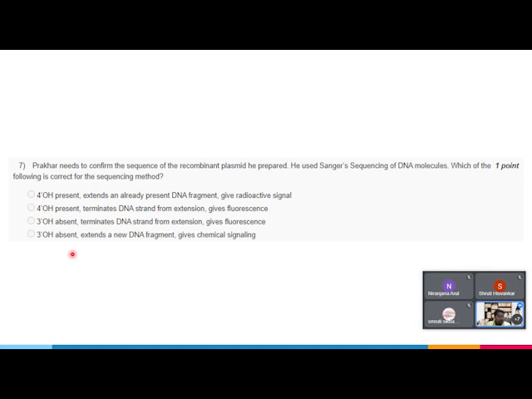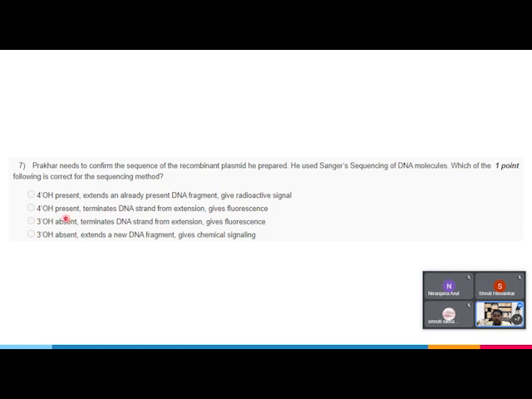So, this question is based on Sanger sequencing that was discussed during the course videos. Prakhar needs to confirm the sequence of the recombinant plasmid he prepared. This is before he started even. He has a gene of interest, and he wants to confirm if that gene of interest is indeed insulin or not. So he used Sanger sequencing of DNA molecules to sequence the gene of interest, that is insulin. And the question is, which of the following is correct for Sanger sequencing? Which is the correct option among these?